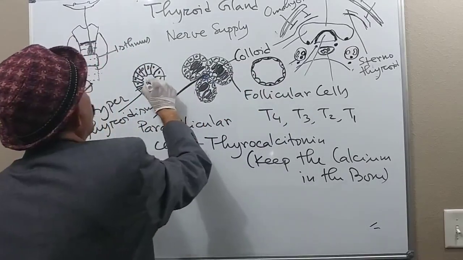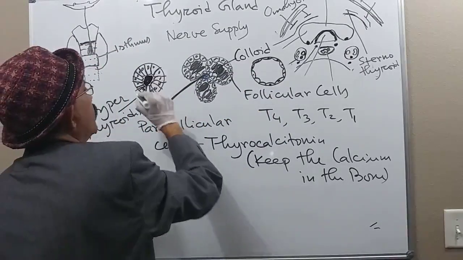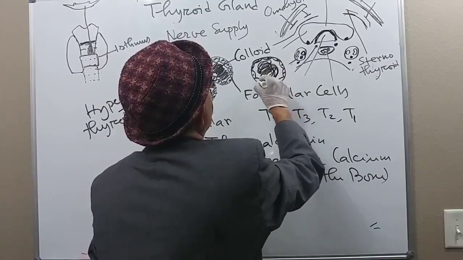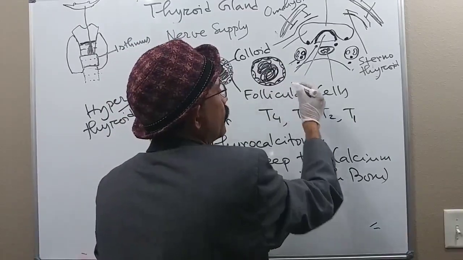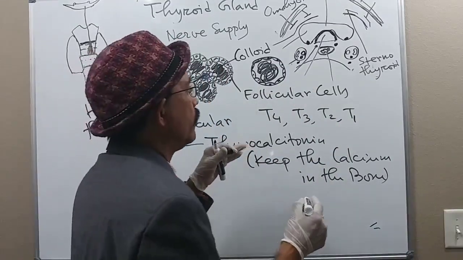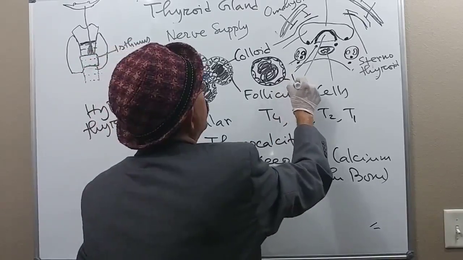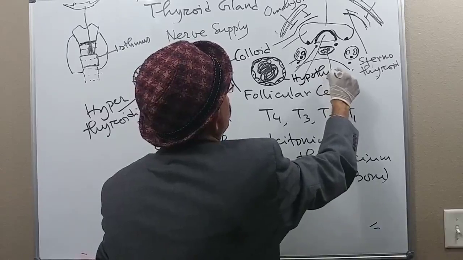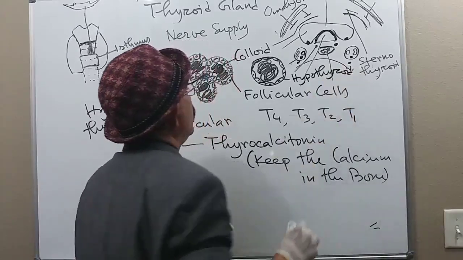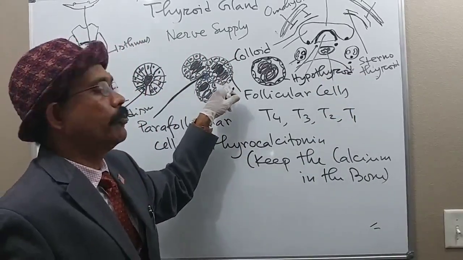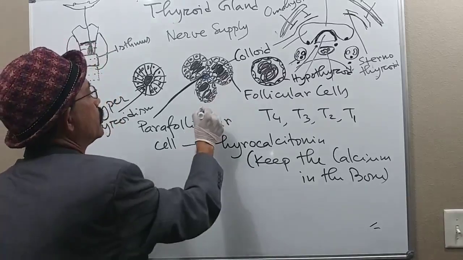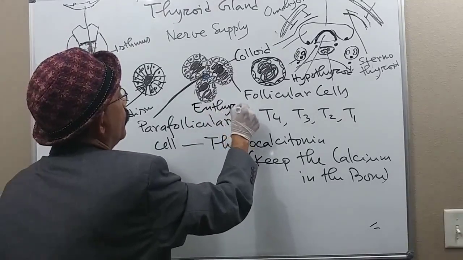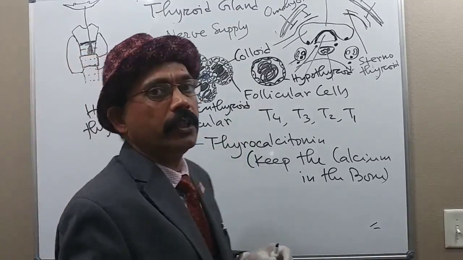This is colloid. This is a big-sized colloid, plus more or less squamous cells, maybe low cuboidal cells, in case of a hypothyroid condition. In a normal person it is low cuboidal. We call it euthyroid. Okay, so we got a little histology there.